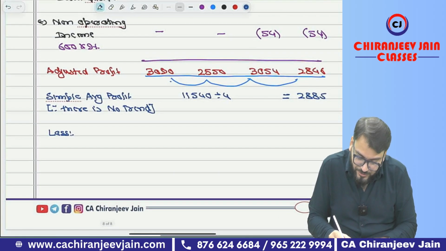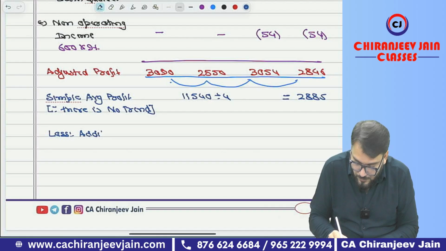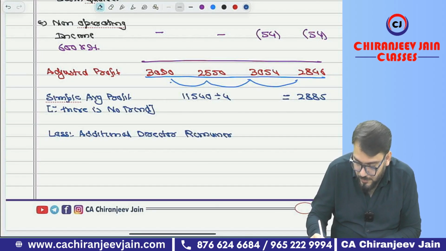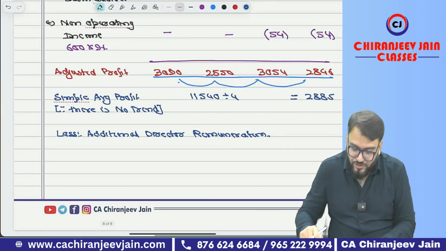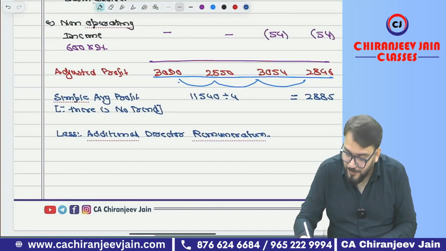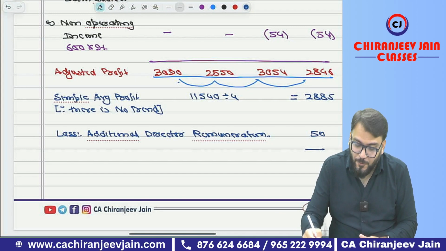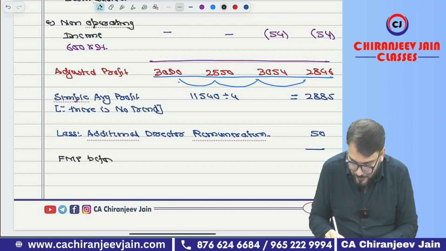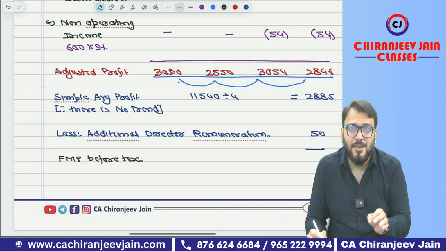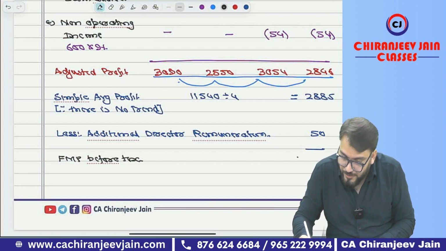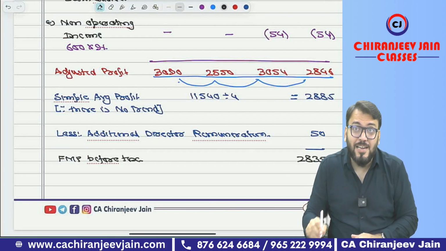para, so minus additional director remuneration. What is the amount? Check it. It is 50 lakh. So deduct 50 lakh. So this will become FMP before tax, because we have started with PBT. So this will also be before tax. So minus 50 is equal to 2835.